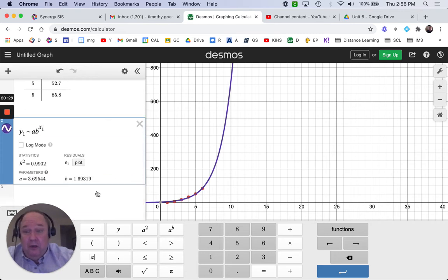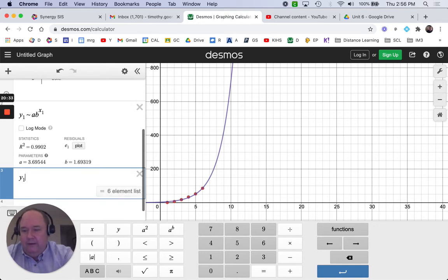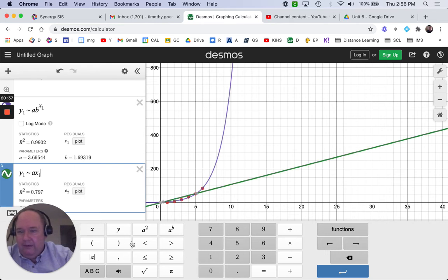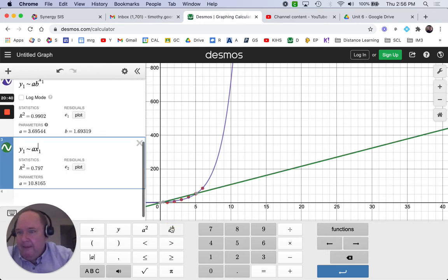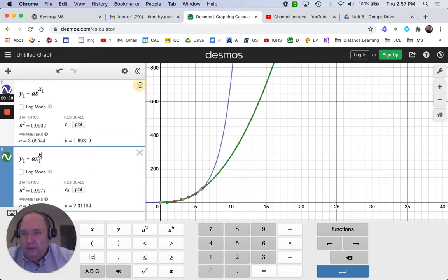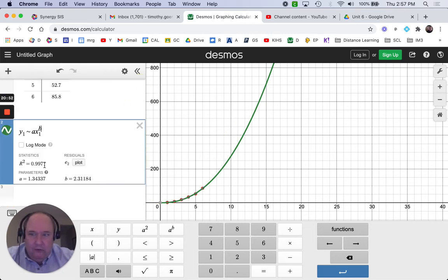That looks like a good model. A power function, maybe it's better. Let's see. So a power function will have x1 as the base, and the exponent is b. 0.997, 0.990. Interesting. Well, 0.997 is better. So get rid of this one. So there's a better model because it's closer to 1.